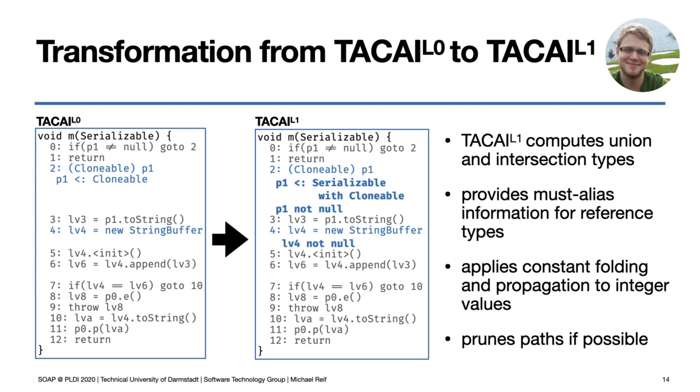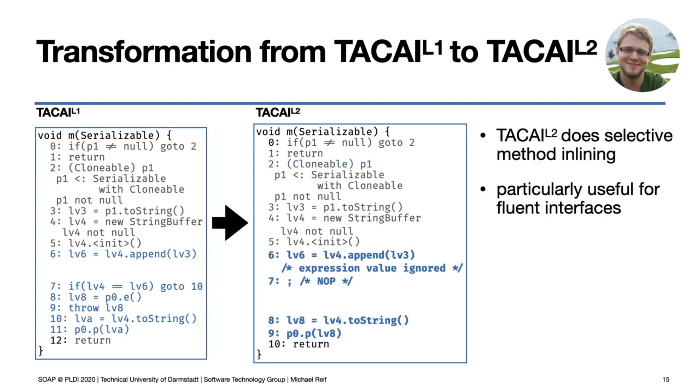Other things that TACAI L1 already provides are must-alias information for reference types, and it also applies constant folding and propagation to integer values, which can't be seen here. And also it prunes dead paths if possible. So when we know that a condition is always true or false, then it already removes the code.